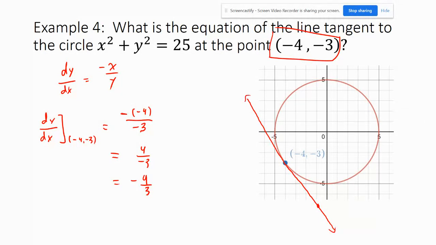Okay, so what's this equation going to be? I'm just going to put this into point-slope form. y + 3 = -4/3 (x + 4). And this is the equation of the line that's going to be tangent to this circle at the point (-4, -3). Okay.